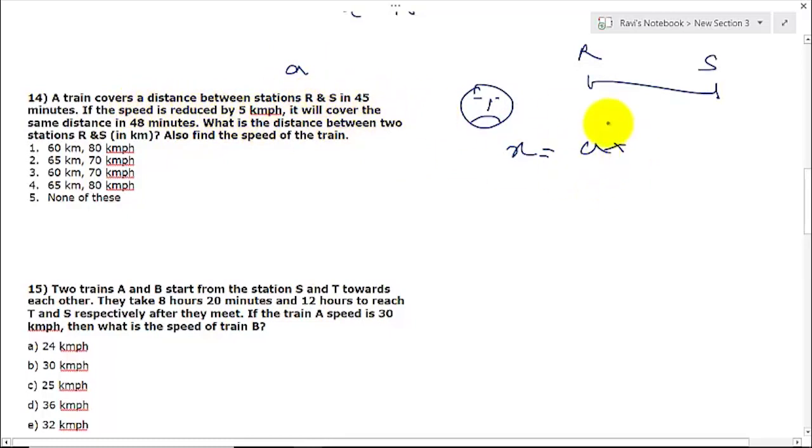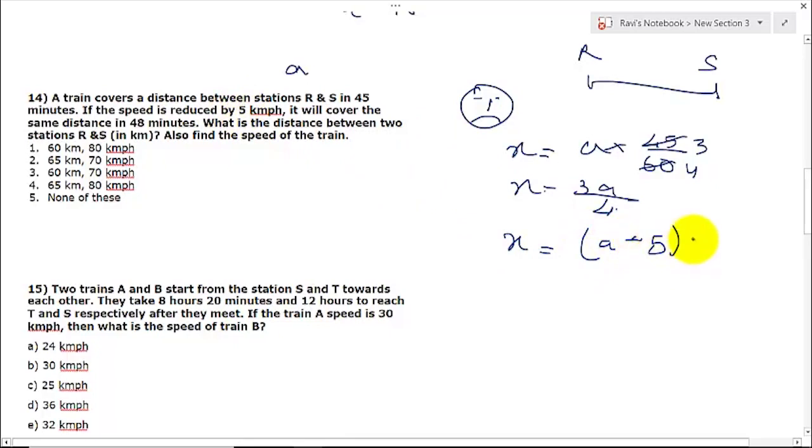Distance is speed into time. How much is the time? 45 by 60, and since the speed is in kilometers per hour, we'll convert it into hours. So this will be 3 and this will be 4, so our x value is 3a by 4. Now let us solve the second equation. It will cover the same distance in 48 minutes. Again x is equivalent to the speed, which is reduced by 5, so a minus 5, into time, which is 48 by 60. Dividing by 12, this will be 4 by 5.